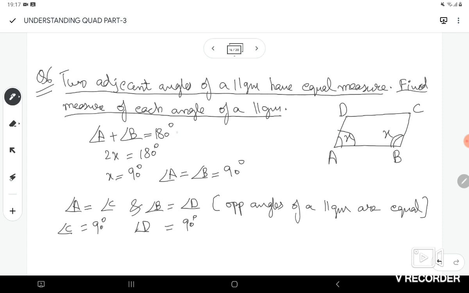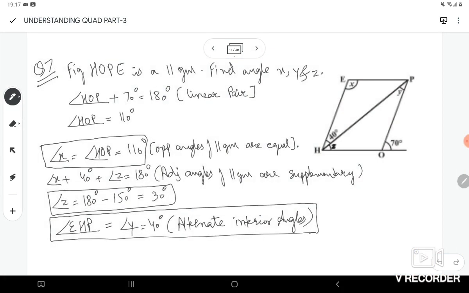And these are adjacent. So adjacent angles in a parallelogram are supplementary, that is equal to 180 degree. So angle A plus angle B equal to 180 degree. This gives 2x equal to 180 degree and x comes out to be equal to 90 degree. So angle A equal to angle B equal to 90 degree. Similarly, angle A would be equal to angle C and angle B would be equal to angle D. So C comes out to be equal to 90 degree and D comes out to be equal to 90 degree because opposite angles of a parallelogram are equal.